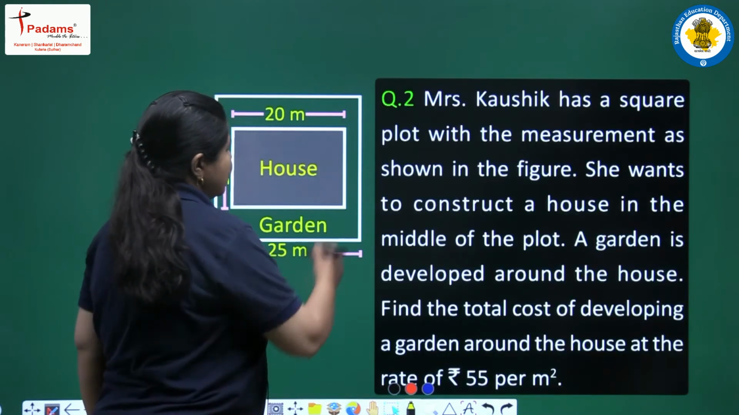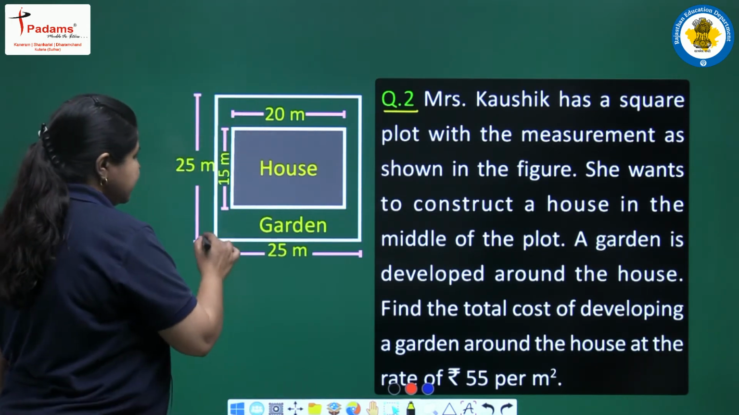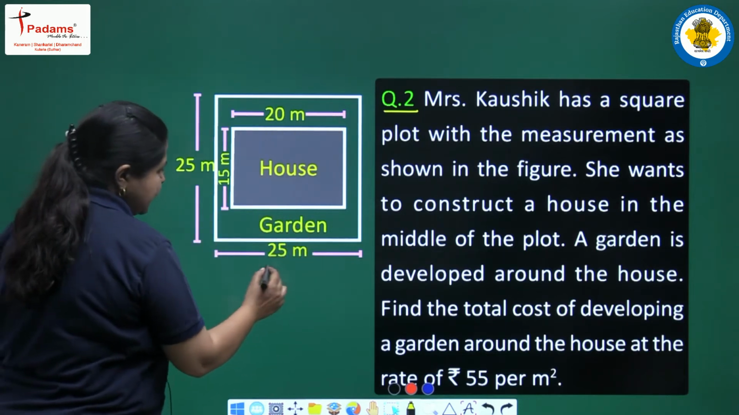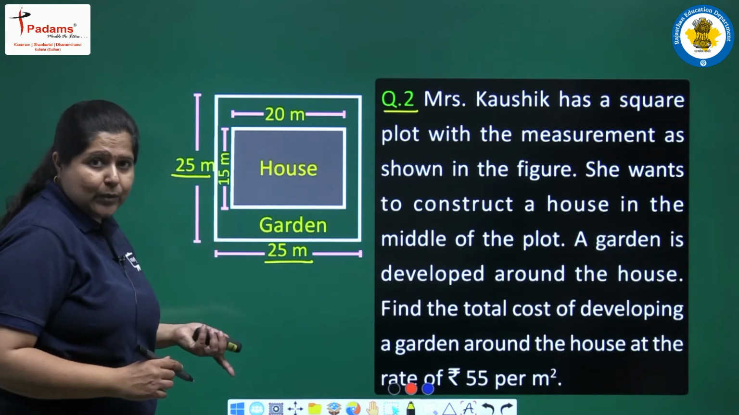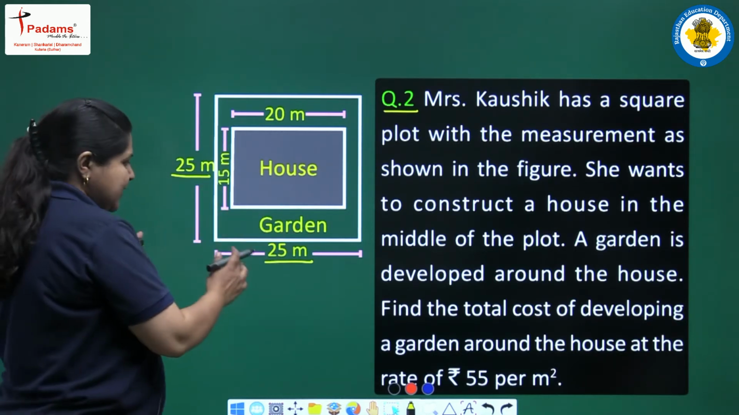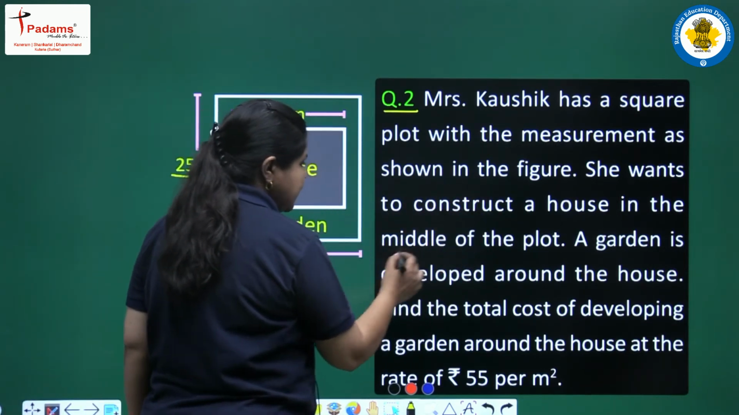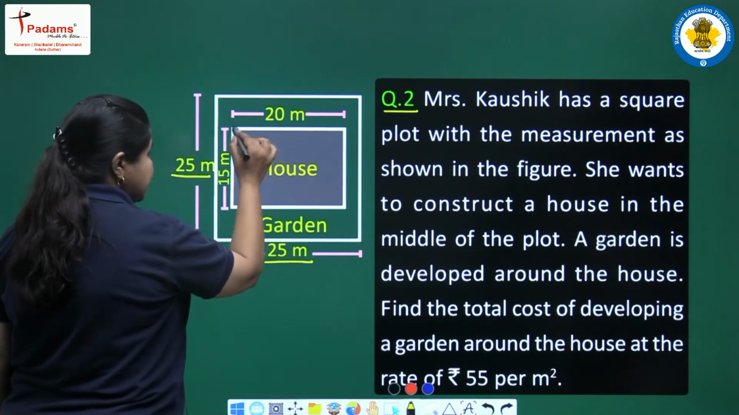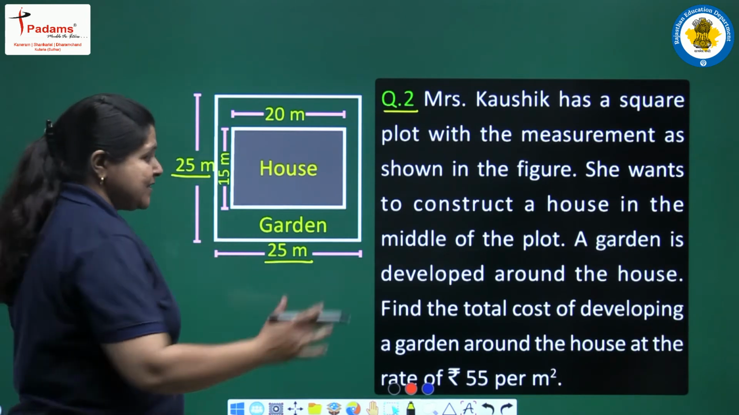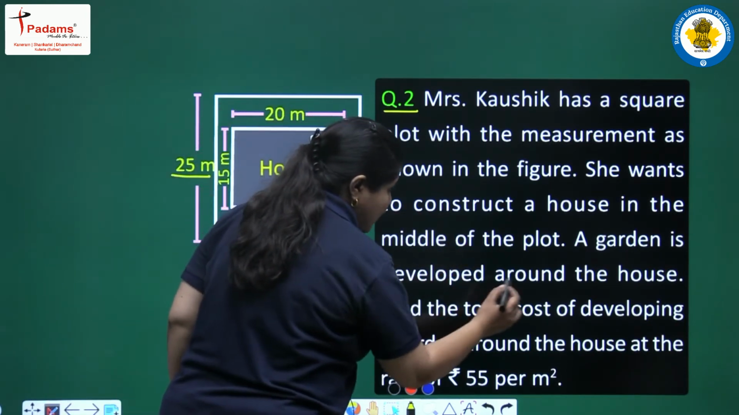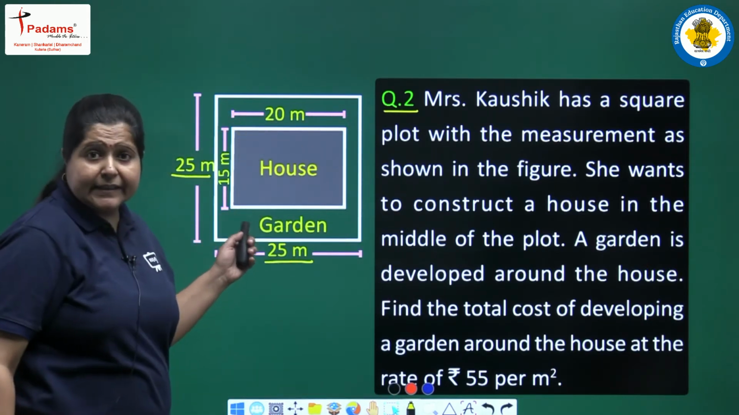Next we take question 2. Mrs. Kaushik has a square plot with the measurement as shown in the figure. देखिए ये एक square plot है और measurement आपको दिया है 25 meters. क्योंकि square plot है तो length और breadth दोनों equal होंगी, चारों sides in fact equal होंगी. So they are measuring 25 meters each. Next, she wants to construct a house in the middle of the plot. आप देख सकते हैं ये बीच में प्लॉट के मिडल में एक हाउस मिसेस कौशिक कंस्ट्रक्ट करना चाह रही हैं. A garden is developed around the house. इस हाउस के चारों तरफ आप देख सकते हैं ये ग्रीन पार्ट में गार्डन डेवलप होना है.